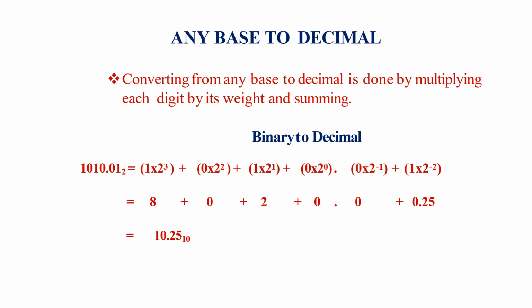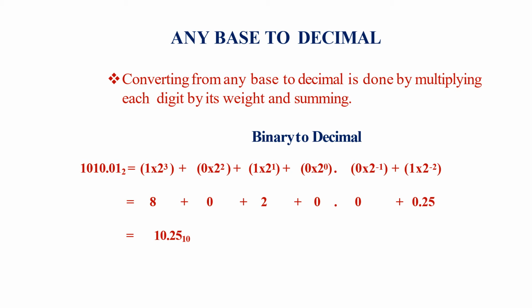What do you have to do? Again we start from the LSB. I told you how to represent the weights for all the numbering systems. Here we start from the least significant bit of the integer part, which is 0. So 0 into 2 power 0, 1 into 2 power 1, 0 into 2 power 2, 1 into 2 power 3. Writing the same: 0 into 2 power 0 plus 1 into 2 power 1 plus 0 into 2 power 2 plus 1 into 2 power 3. This is for the integer part alone.